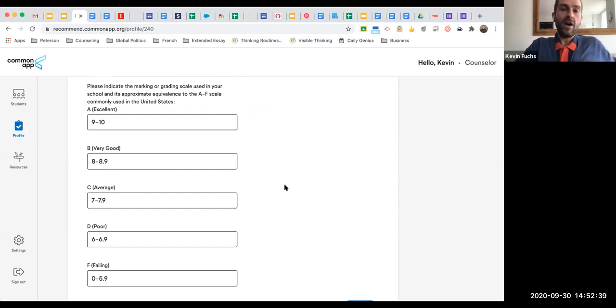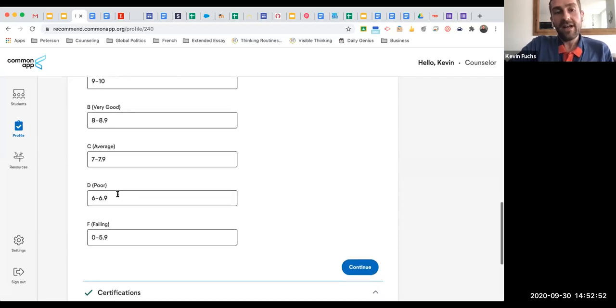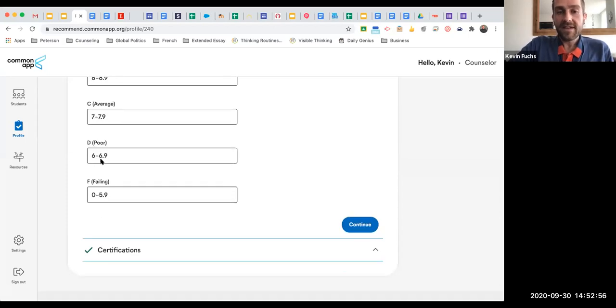Then it also talks about how the marking scale is used and translated to the United States. In this case, anything between 9 and 10 would be an A. Anything between 8 and 8.9 would be a B. Anything between 7 and 7.9 would be a C. Anything between 6 and 6.9 would be a D. And anything failing would be 0 to 5.9.